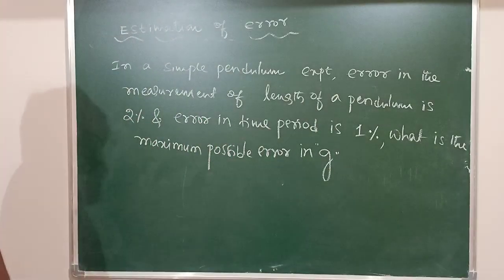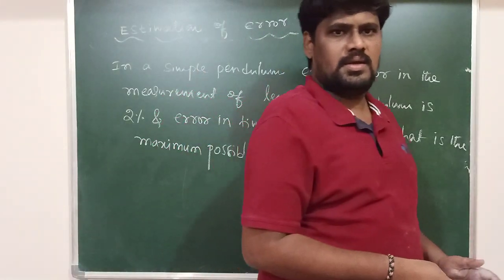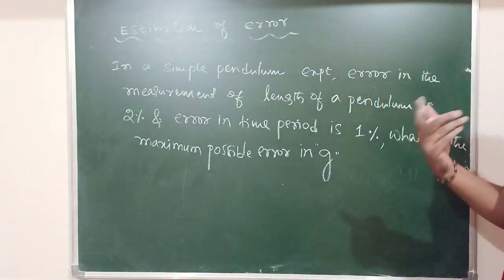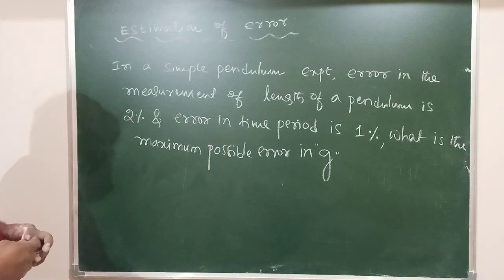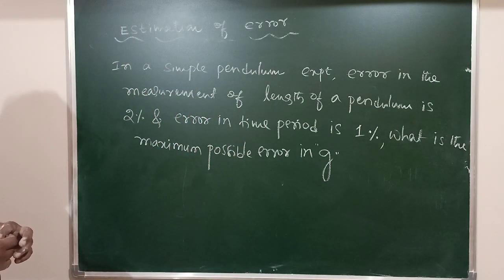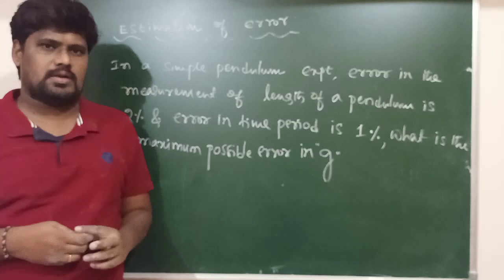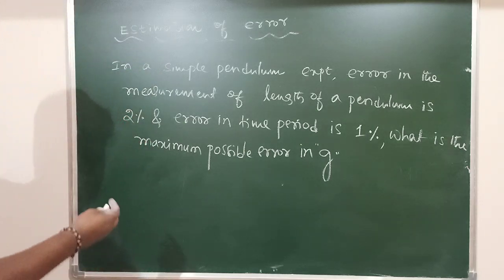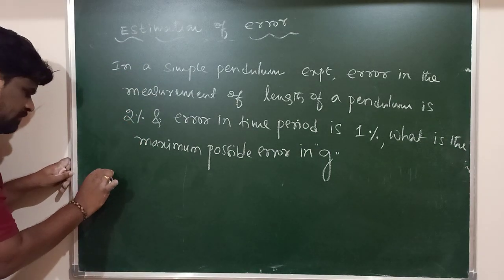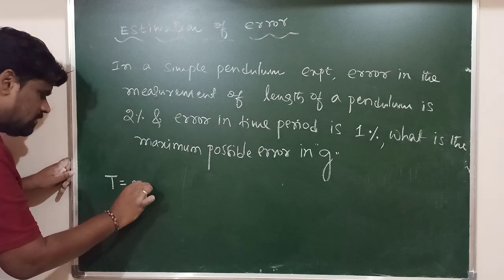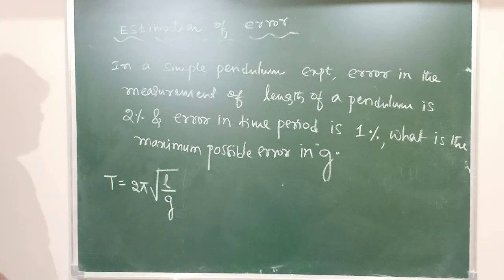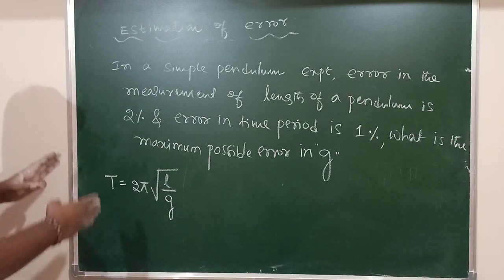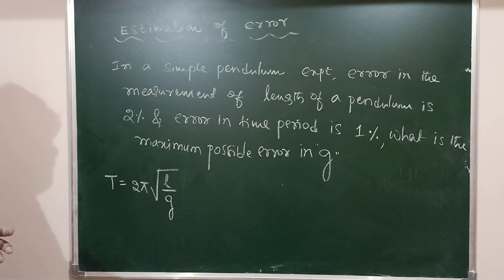I guess you know very well. A simple pendulum is an experiment which is used to determine what? Acceleration due to gravity. So the acceleration due to gravity can be estimated with the help of the simple pendulum experiment. I guess you all know the expression for the time period of a pendulum. What is the time period of a simple pendulum? 2 pi square root of L by G. This is the formula to calculate the time period of a pendulum.